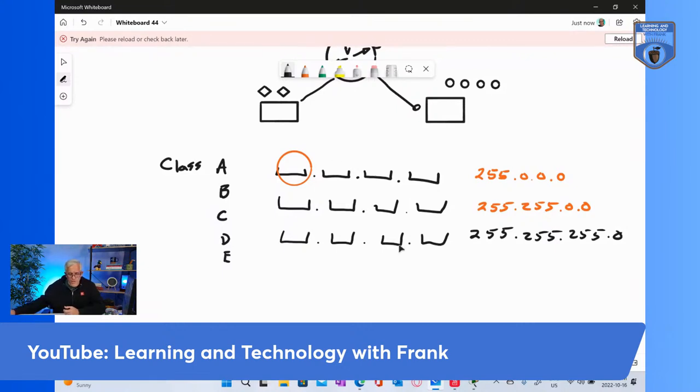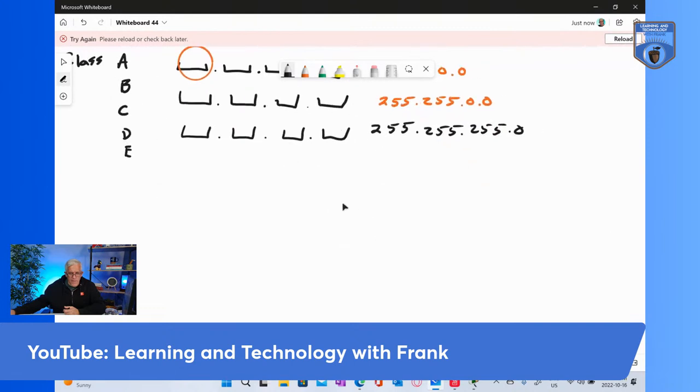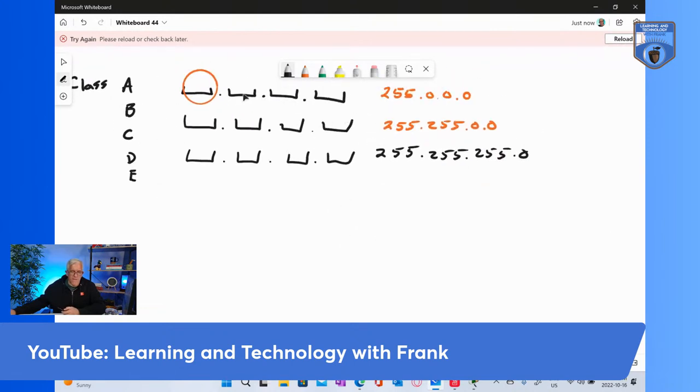So if we take a look at the number of devices that I have left for network versus host, we're really dealing with an octet value, which is a binary set of 8 bits. So you have 8 bits, 1, 2, 3, 4, 5, 6, 7, 8. And these bits determine the subnet mask as well as the IP address.